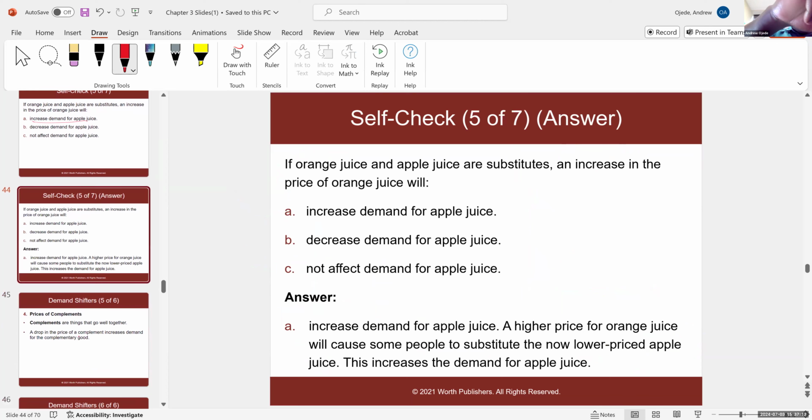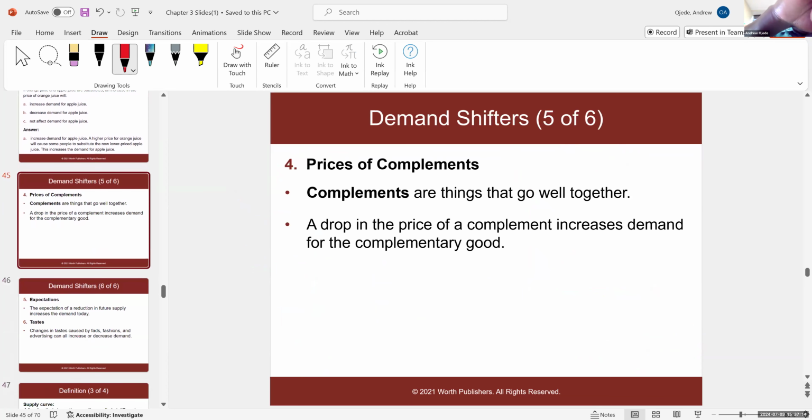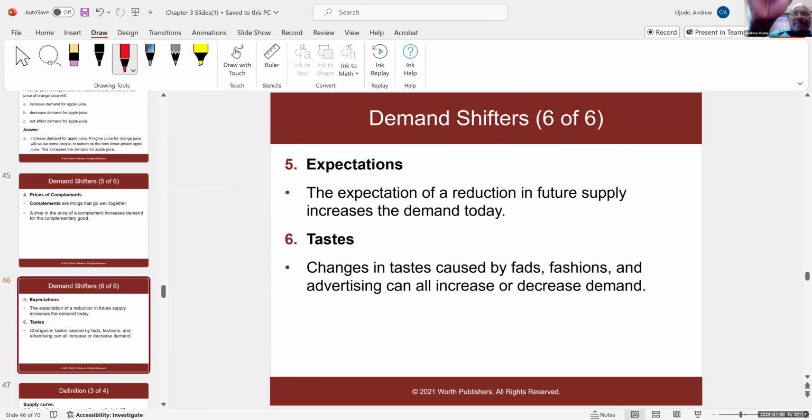The fifth factor which affects demand, after complementary goods, is expectations. Expectations, I talked about it with regard to supply. When buyers are expecting a reduction in future supply, meaning they expect a decrease in the supply of products in the future, that means they're expecting the price in the future to go up. They're going to buy more today.